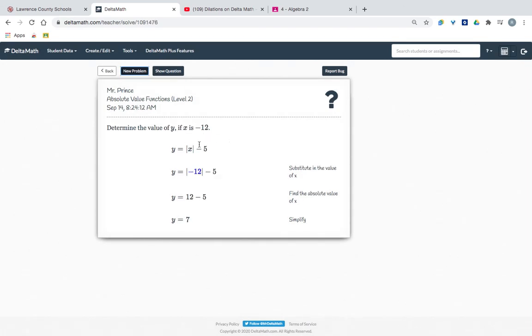Okay, one last time here, we've got a negative 12 here. Plug the negative 12 in for the x. We're going to take the absolute value of that negative 12 first because the negative 5 is outside. You got to subtract 5 after you take the absolute value of negative 12. Absolute value of negative 12 is positive 12. Now we'll bring down the negative 5 or the subtract 5 and we'll say 12 minus 5 is 7.